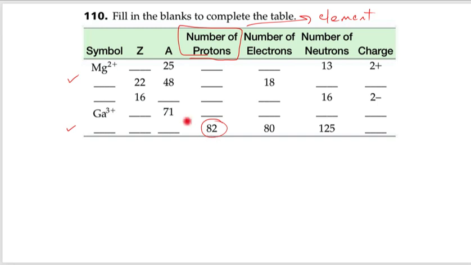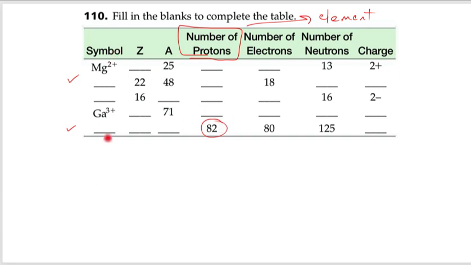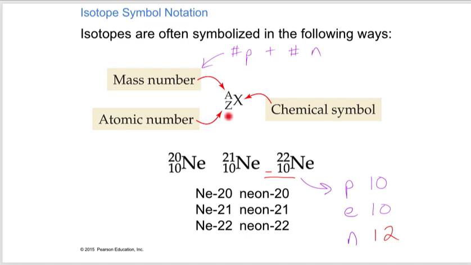So 82, let's go back to the periodic table. Where is 82? 82 is right there. So we're dealing with lead in this example. So the symbol, well, we don't know if there's a charge yet or not. We know what the symbol is there. The Z and the A, Z and the A.